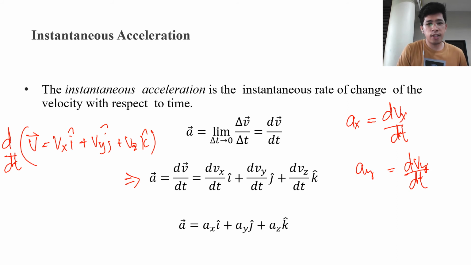Now since this is just your acceleration along the x, your acceleration along the y, and we have here the acceleration along the z, we can rewrite this so that your instantaneous acceleration vector a is equal to ax i hat plus ay j hat plus az k hat.